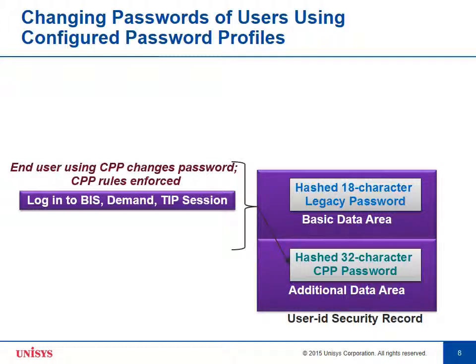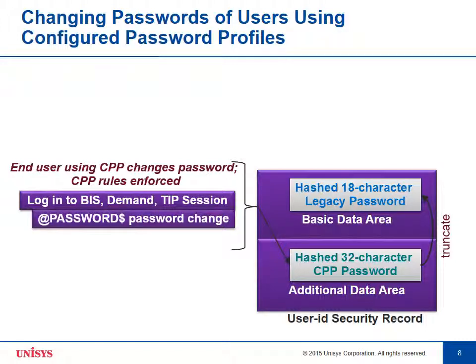This is then saved in the additional data area, and it's truncated down to 18 characters and hashed in all of the same ways that it would normally be for the basic data area, so that you can log in that way if necessary. Another way to change password is through the @password processor, and a third way is to log into Apex. If you log into Apex as an ordinary user, your current password will be validated according to the rules, and then your new one will have to obey the configured password processor rules as well.